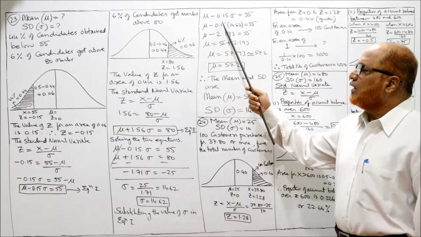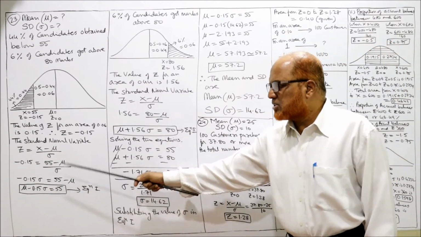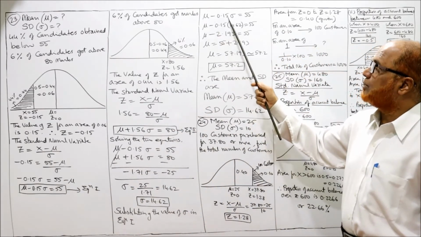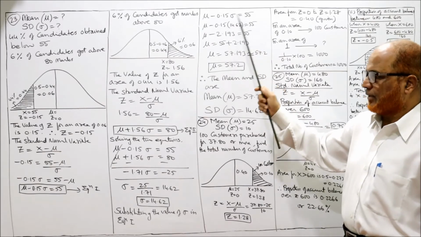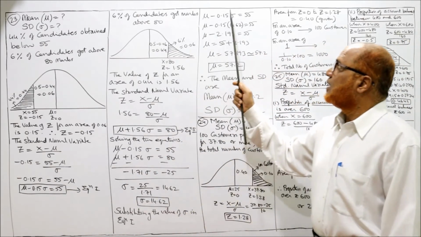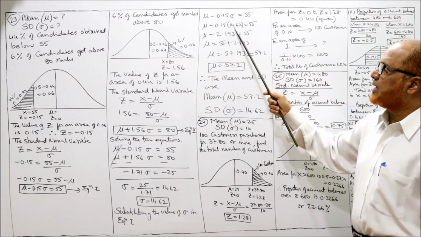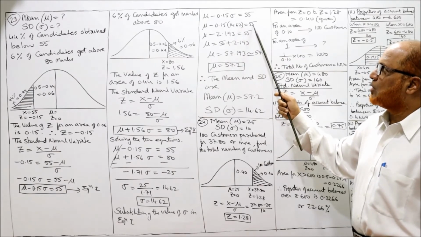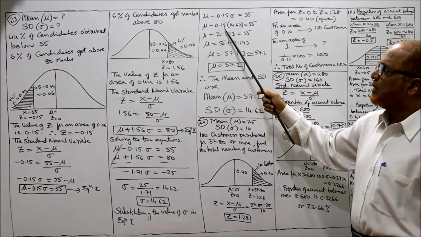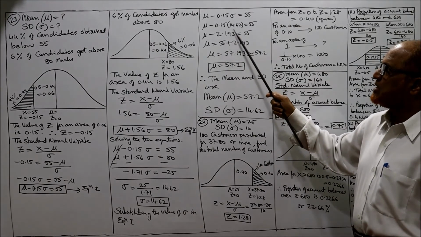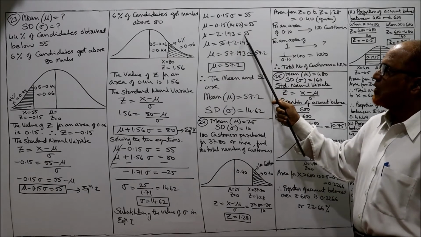Equation 1 is: mu minus 0.15 sigma is equal to 55. This is the first equation. Now I am substituting the value of sigma, 14.62. So mu minus 0.15 into 14.62, you get 2.193, is equal to 55.